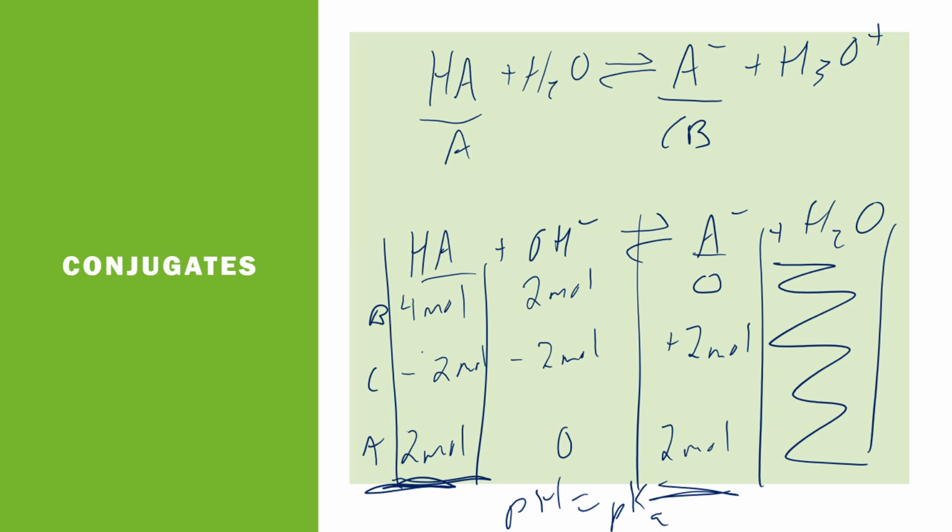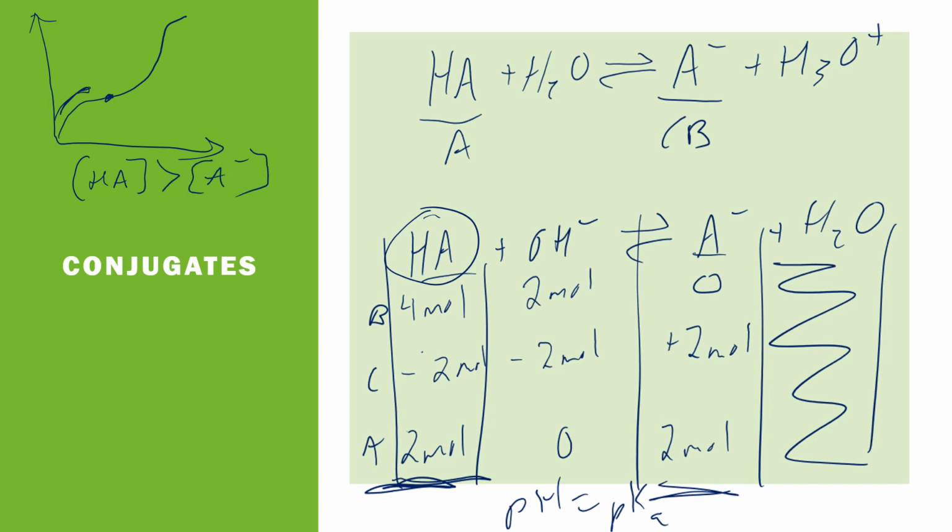If we're before half equivalence point, so let's think about our titration curve, right? This half equivalence point is what we've been talking about. Before half equivalence point, I have more of the weak acid present. So when I have more of the weak acid present, my pH will be less than my pKa. And you can see that on the titration curve really easily, but you have more acid, so it's got to be less than the pKa.